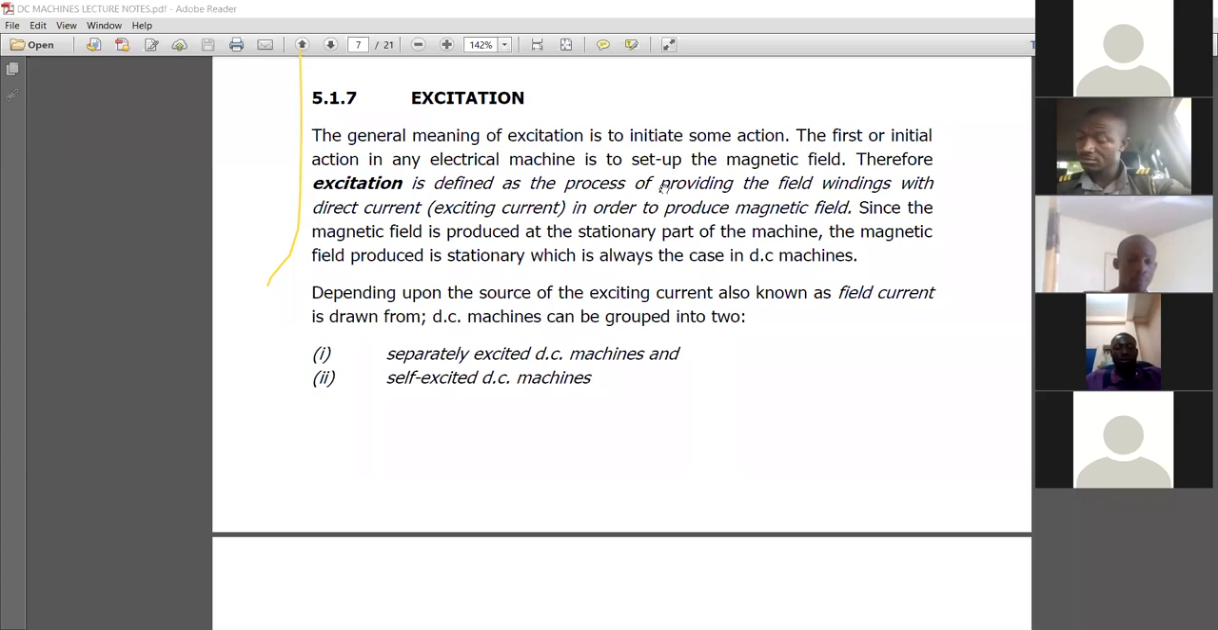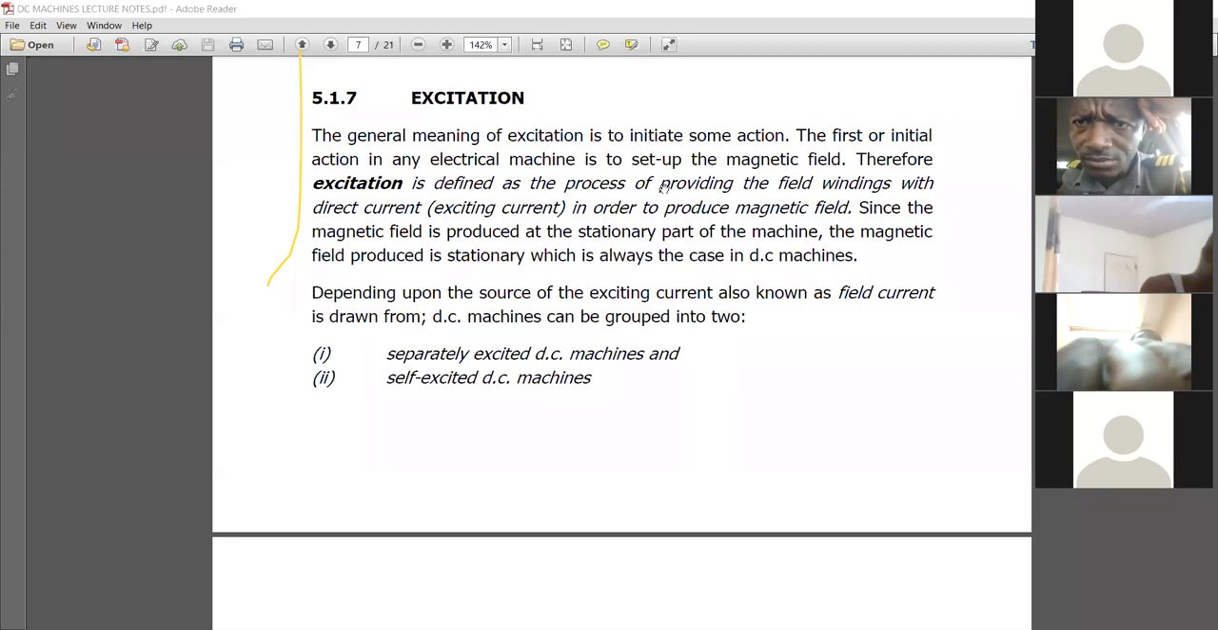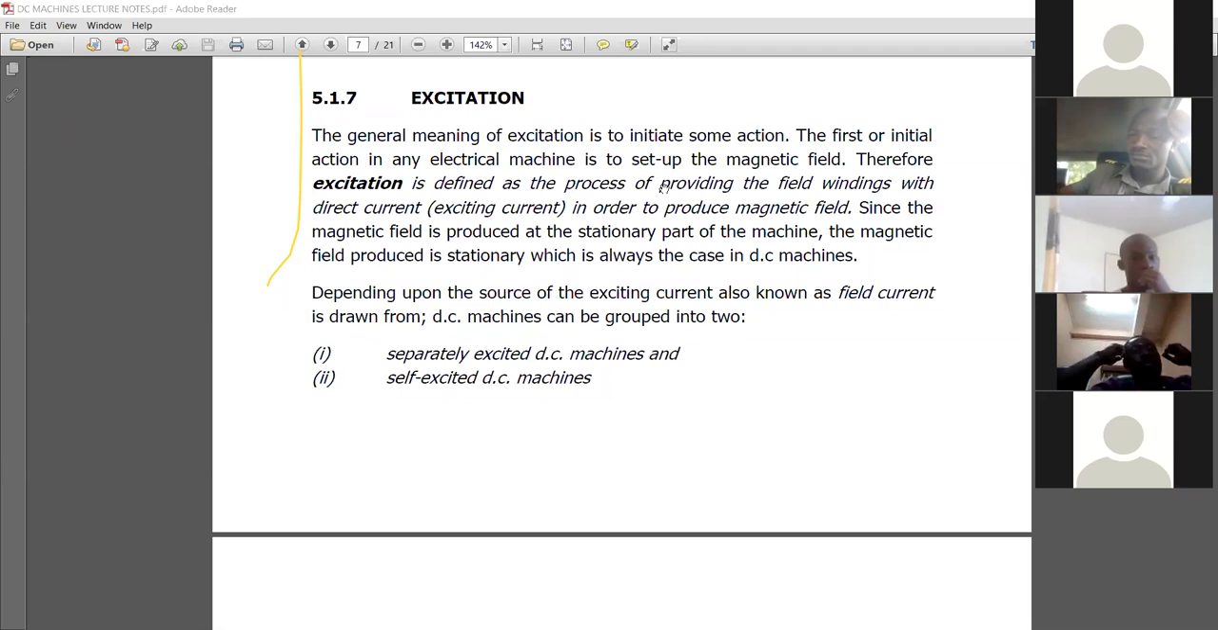So based on that, we can define excitation in that regard, all right? Which is nothing but what, when you supply the field winding with direct currents, then you can create magnetic flux. So you have the winding, which are conductors, but that's winding. What you are doing to it is that you are supplying it with DC. So when the DC is supplied, it would set up a magnetic field. So that is the concept of excitation.